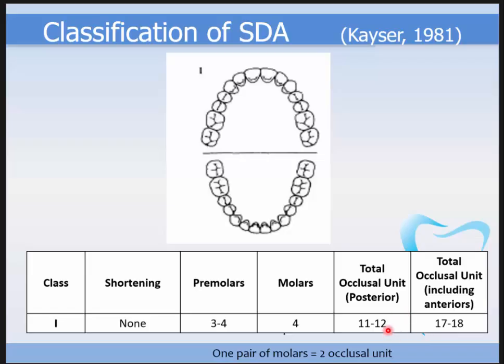For this shortened dental arch concept, the requirement is that all the anterior teeth from 3 to 3 must be present. So the 3 to 3 must be present, which provides 1, 2, 3, 4, 5, 6. It provides 6 occlusal units or occluding pairs. So in total, posterior and anterior, you have about 17 to 18 functional occlusal units.